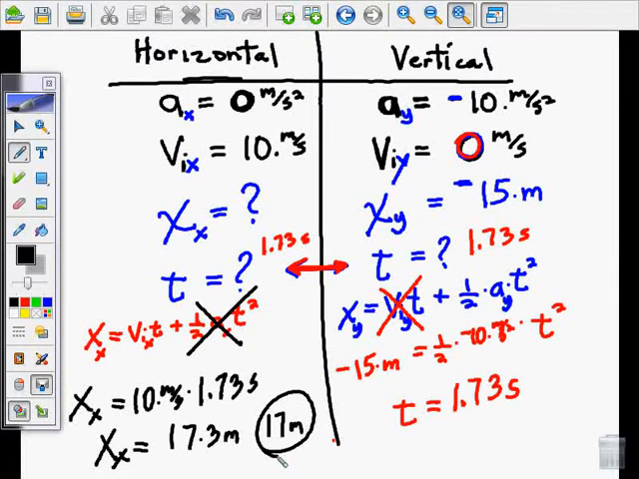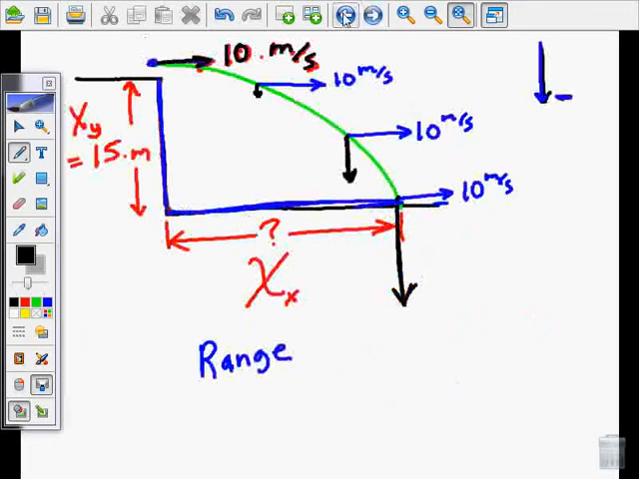So by considering the horizontal motion and the vertical motion separately, you can solve the problem. So the answer right here is this distance, approximately 17 meters.